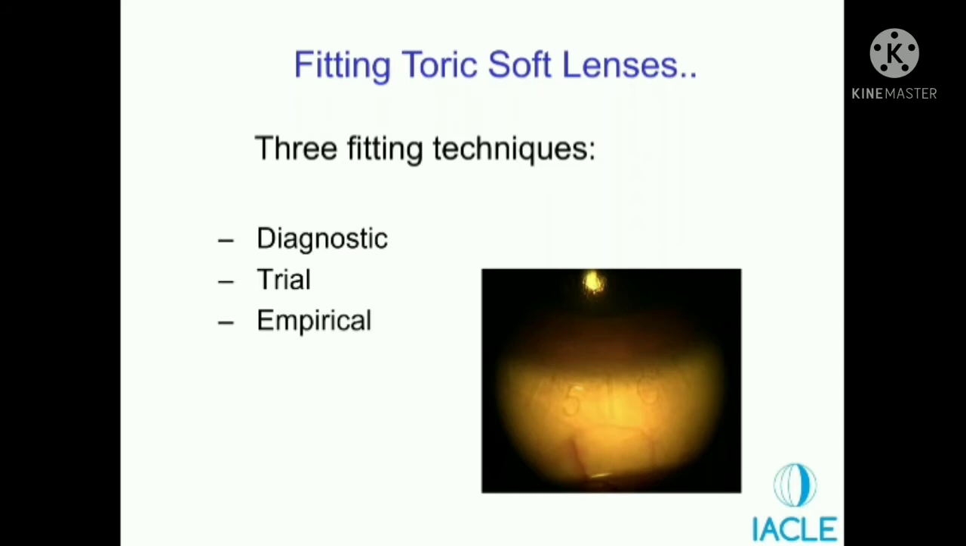Okay. So somebody wants me to repeat the terms. I'll do that again. Empirical means you do only the measurements and directly order the final lens. Diagnostic means after doing the measurements, you also apply a lens onto the patient's eye and let the patient wait for some time in the clinic, do the assessment, and then select the final lens. That's diagnostic. Trial means you let the patient wear the contact lens outside the clinic also, and then take a decision as to what should be the final contact lens.